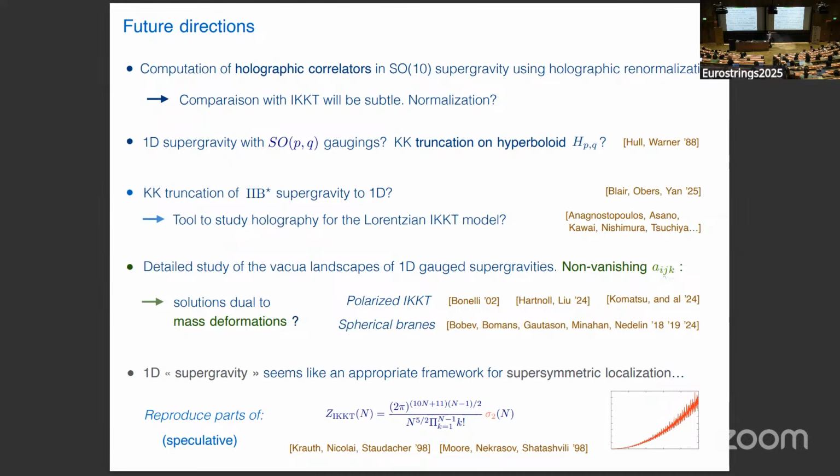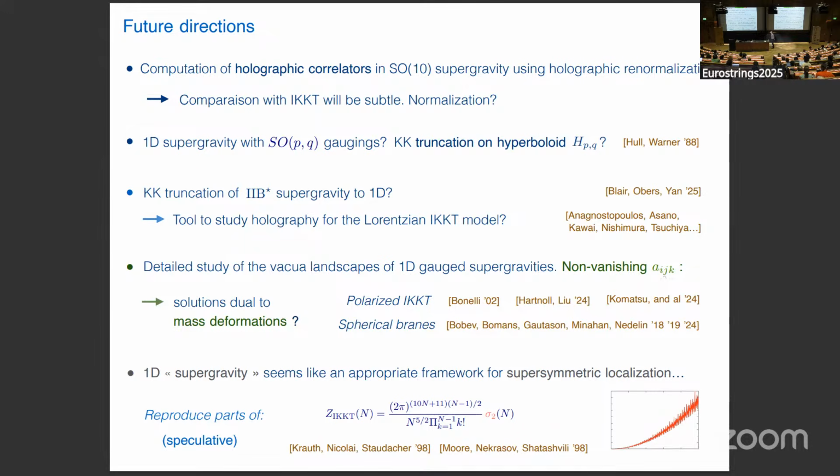One of the things you can also do is look for other solutions in the SO(10) gauged supergravity, and ones which involve axionic fields which do not vanish, and typically those are ones which are dual to mass deformations of the matrix model. So it would be interesting to see whether we would be able to find a solution perhaps related to the mass deformation, known as polarized IKKT, or the solutions that are known as spherical branes.